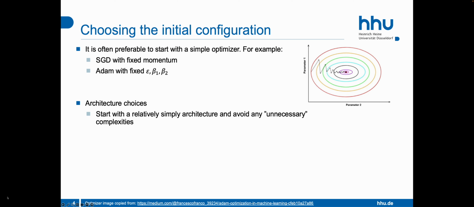Then you have to choose an initial set of hyperparameters and an initial set of configurations for your deep learning model. A good rule is to start with a relatively simple model that leads to reasonable results. This means you should avoid any unnecessary complexities such as too many layers, complex custom activation functions, or overly sophisticated regularization techniques. Starting with a straightforward model architecture helps in understanding the model's behavior and its responses to different hyperparameters.